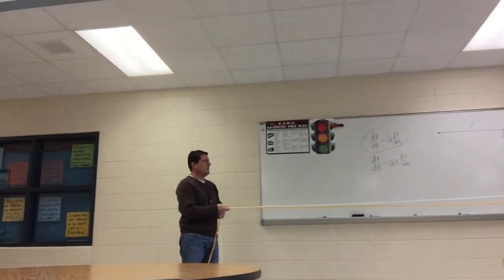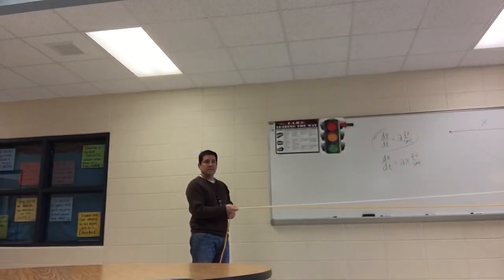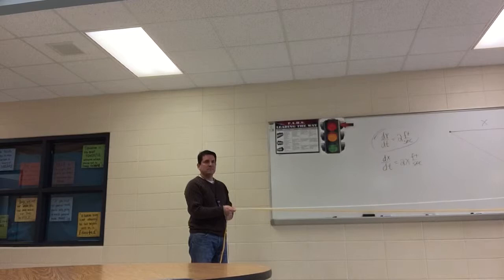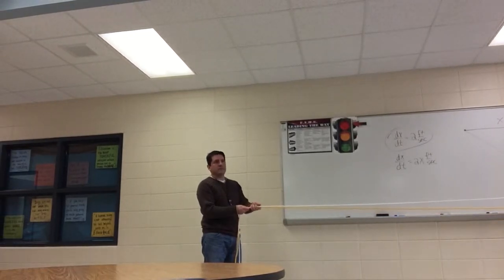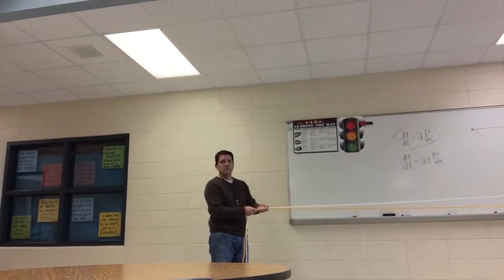So tell me about dx/dt, in general. Positive. It's not increasing unless I'm going faster as I'm walking. The dx/dt is positive when I'm walking. Can you tell me about dz/dt, which is the third side?